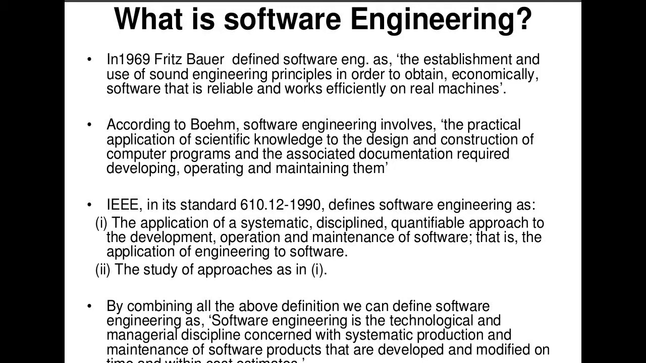So by combining all the above definitions, we can define software engineering as the technological and managerial discipline concerned with systematic production and maintenance of software products which are developed and modified on time and within cost estimations.